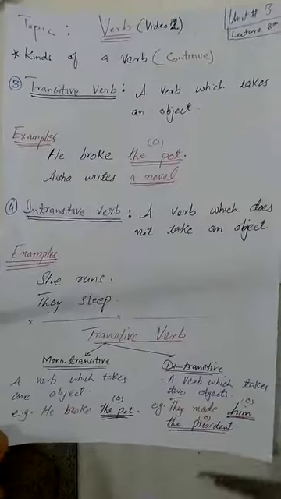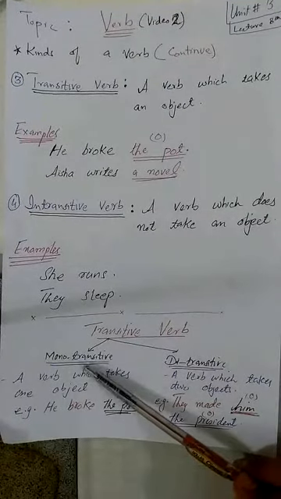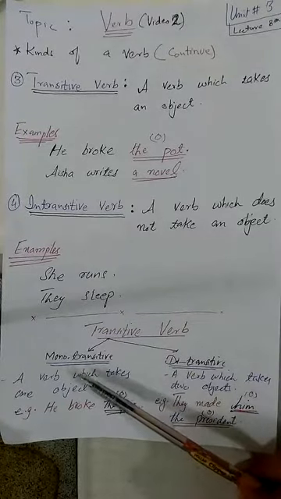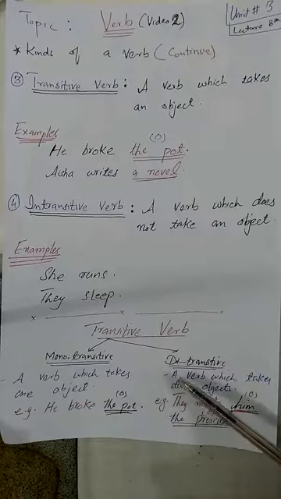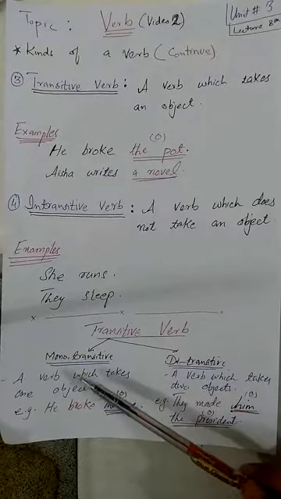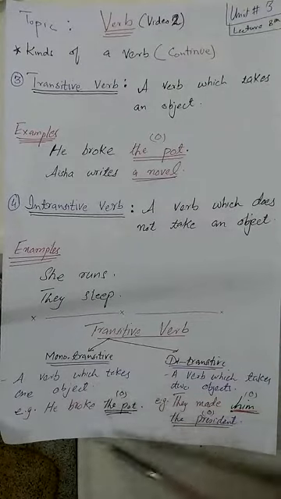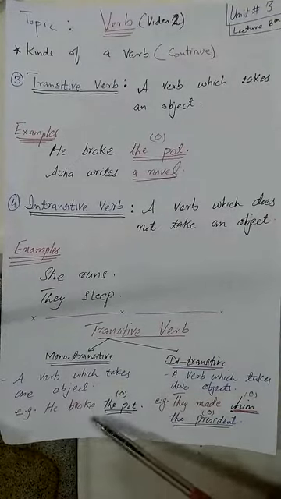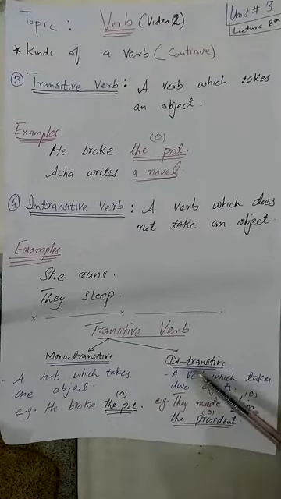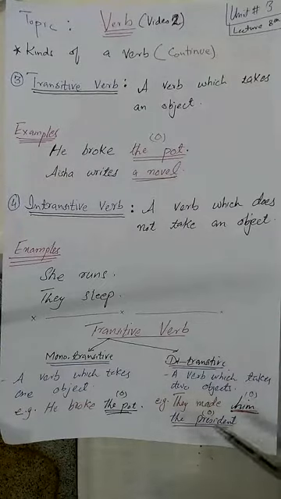Then this transitive verb is further divided into two: monotransitive and ditransitive. Mono means one, and di means two. So monotransitive is that transitive verb which needs one object, a single object. How? When you say, he broke the pot, the meaning is complete. But a ditransitive verb would need two objects.